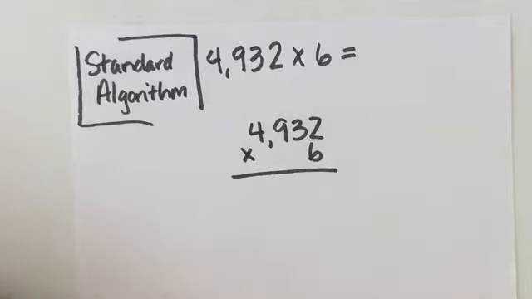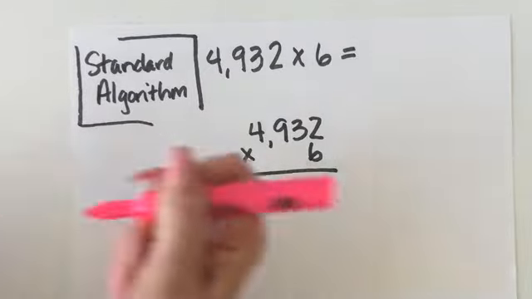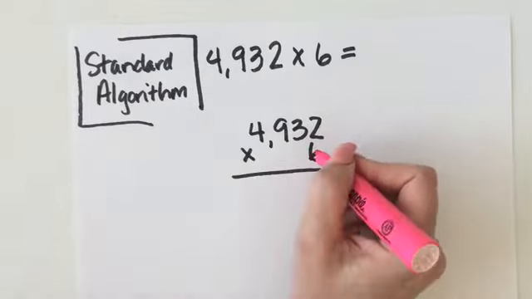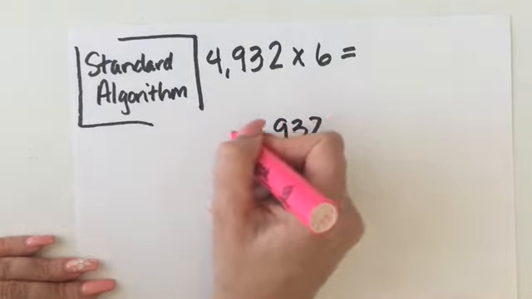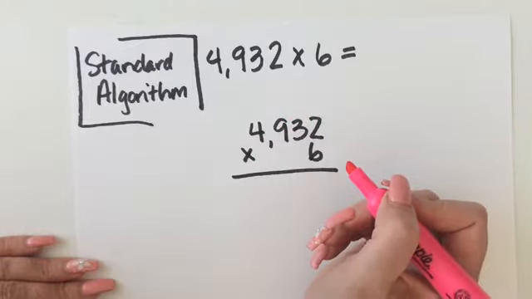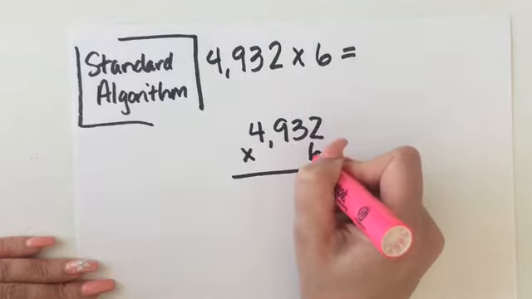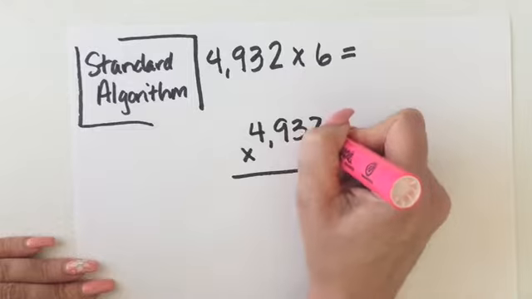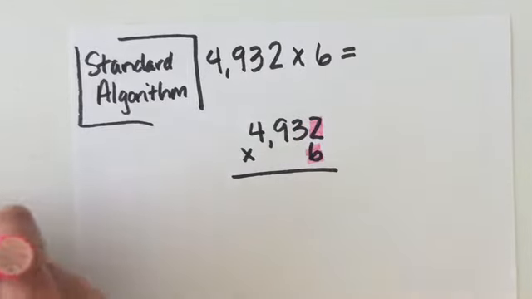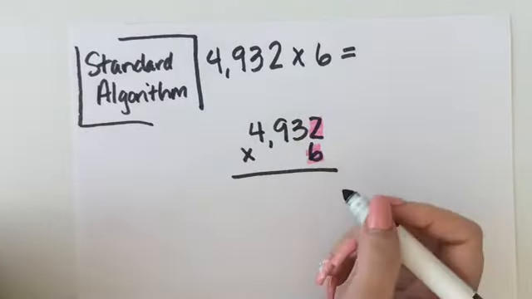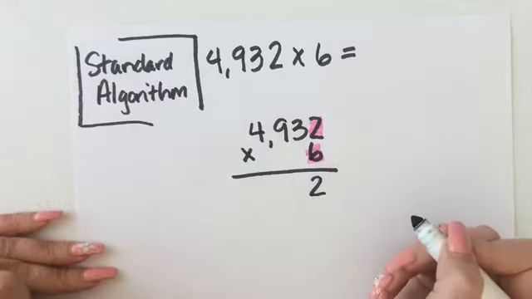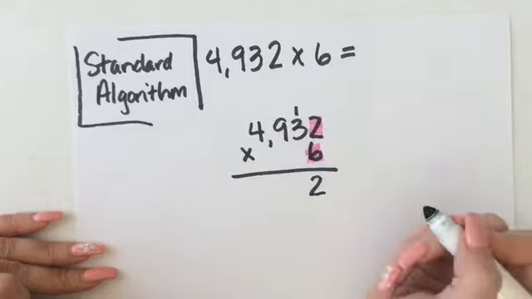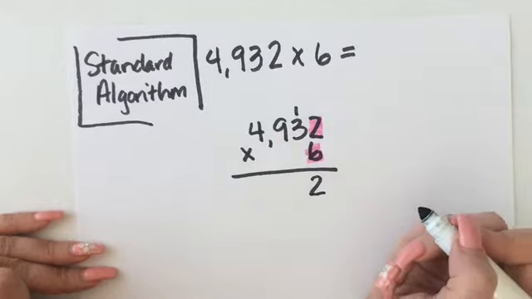Now, the next thing I want to do is make sure that I start in my ones place, and I am going to multiply 6 by each digit on the top. So I have 6 times 2. So 6 times 2 is 12. I am going to put my 2 here, and I'm going to regroup my 1 over to the tens place.